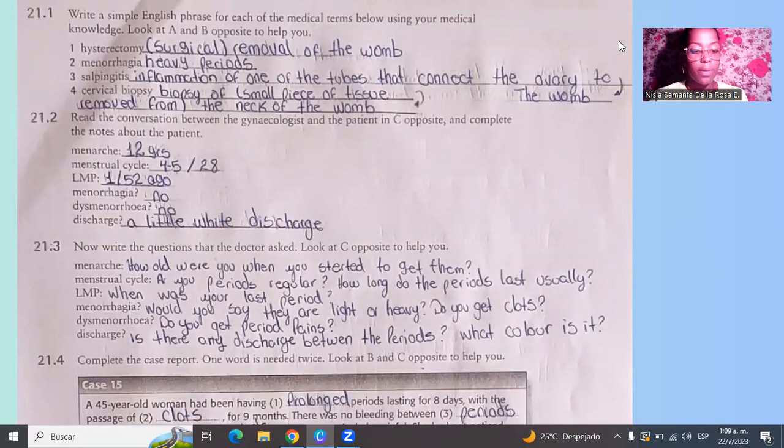21.2. Read the conversation between the gynecologist and the patient opposite and complete the note about the patient. Minutes, 20 years. 12 years. Menstrual cycles, 4 to 5 over 28. LMP, 1/16 to 8. Menorrhagia, no. Dysmenorrhea, no. Discharge, a little.